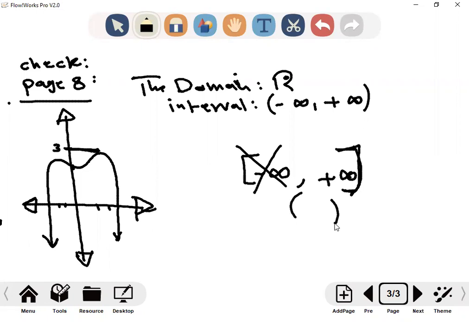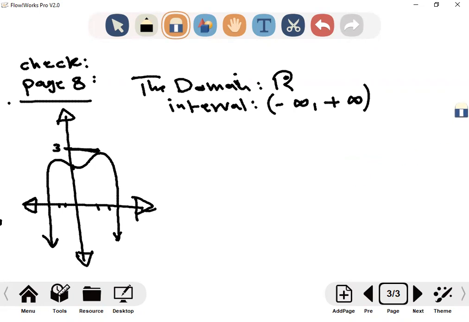Now this is an interval. How about the set builder? We call it set builder. I can write the domain like this.